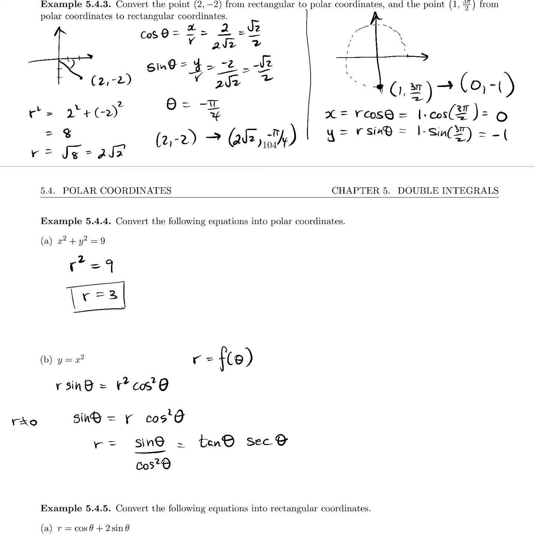So there is everybody's favorite parabola, y is equal to x squared, rewritten in polar coordinates.